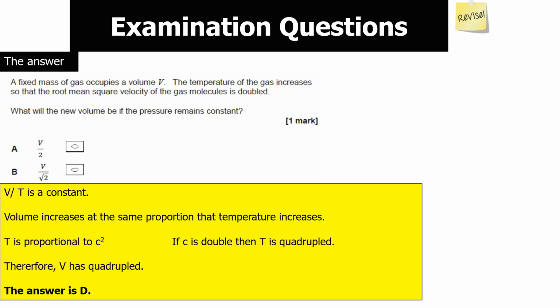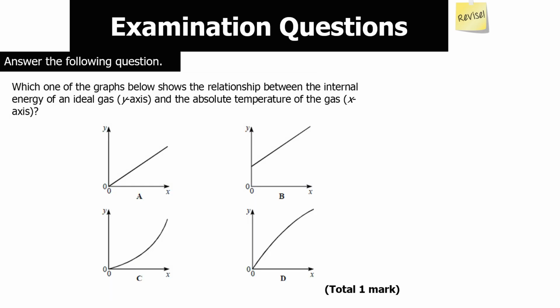The next question says, which one of the graphs below shows the relationship between the internal energy of an ideal gas and the absolute temperature of the gas? So pause the video now, then unpause the video when you want to go through your answer.